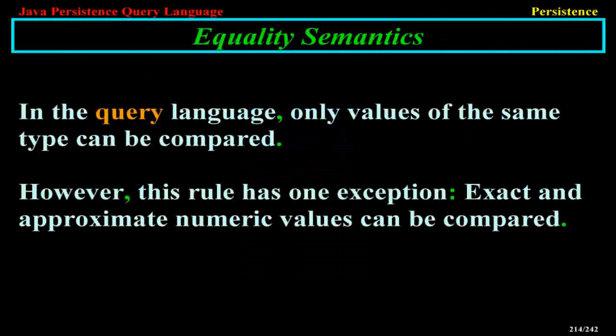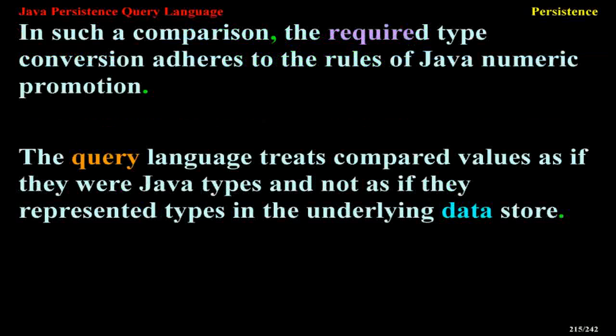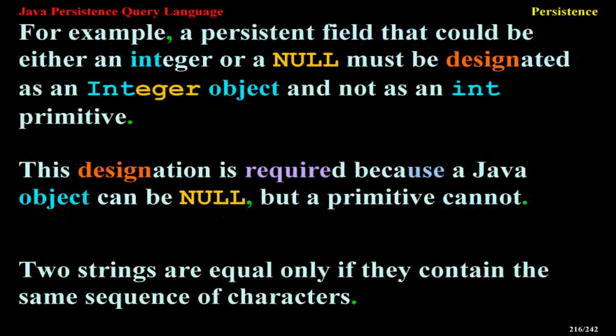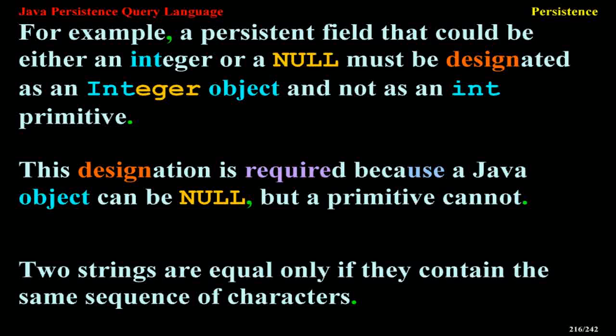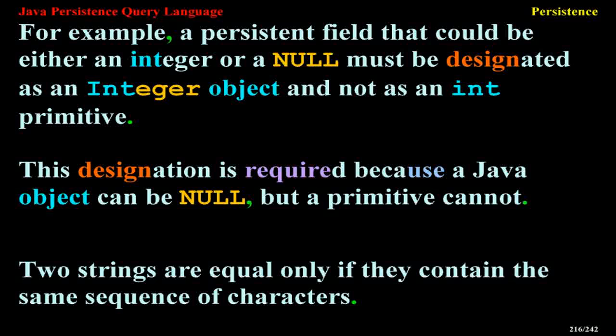Equality semantics. In the query language, only values of the same type can be compared. However, this rule has one exception: exact and approximate numeric values can be compared. In such a comparison, the required type conversion adheres to the rules of Java numeric promotion. The query language treats compared values as if they were Java types and not as if they represented types in the underlying data store. For example, a persistent field that could be either an integer or a null must be designated as an Integer object and not as an int primitive. This designation is required because a Java object can be null, but a primitive cannot.